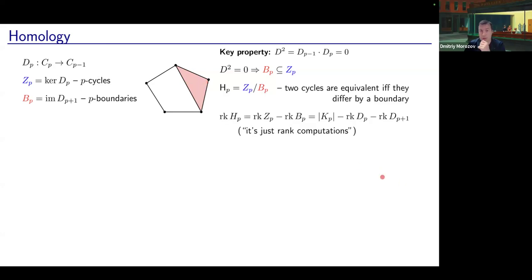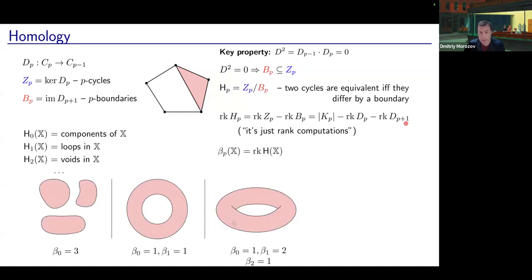Okay, and so if you wanted to compute the rank or the dimension of this homology group, it's just rank computations. From this definition, the rank of the homology group is the rank of the cycle group minus the rank of the boundary group, which you can then write as the number of simplices minus the rank of this matrix d_p minus the rank of d_{p+1}. I'm hoping this is a refresher, as we try to remember the definitions that we discussed last time.